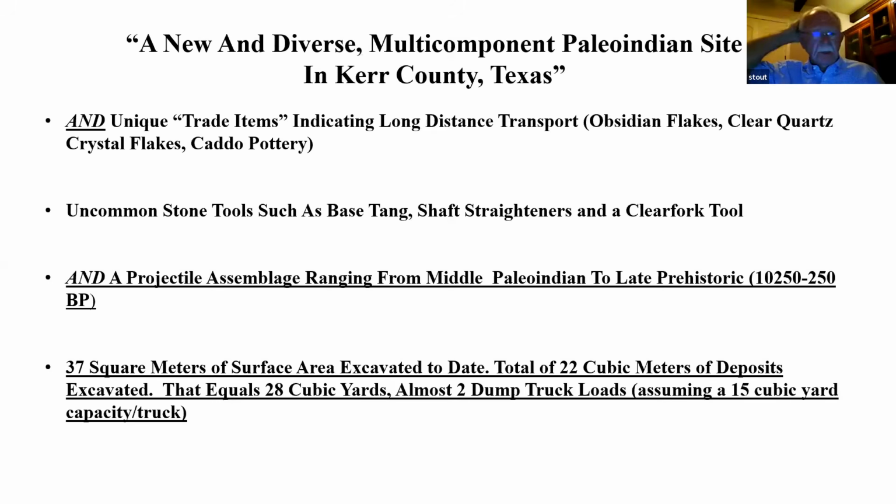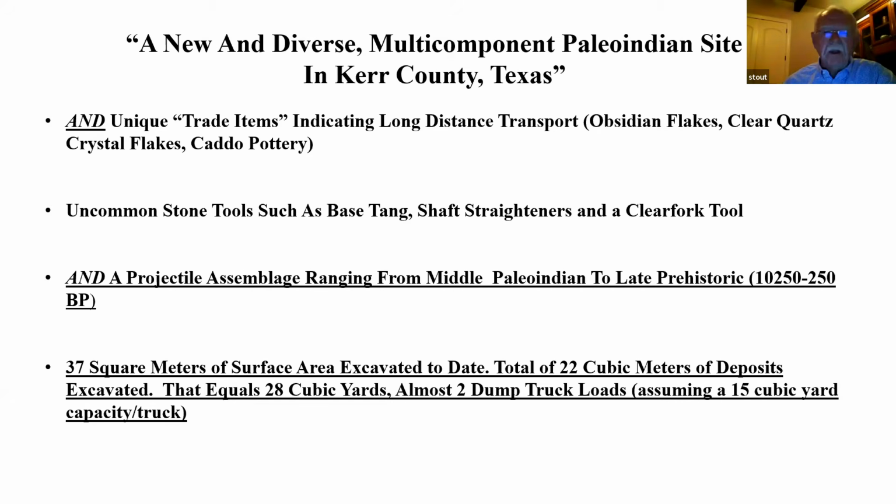The site has a lot of uniqueness to it. It's got trade items, things that are apparently not from this area. And we know enough about the rest of North American archaeology, we can figure out where some of this stuff came from. And you can see a few of those listed. There are also some really uncommon tools like a basal tang or shaft straighteners. You just don't find those very often.